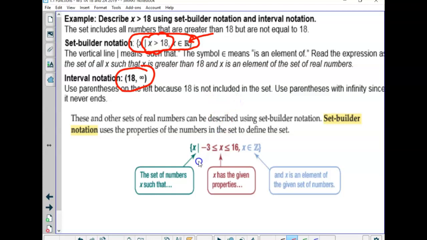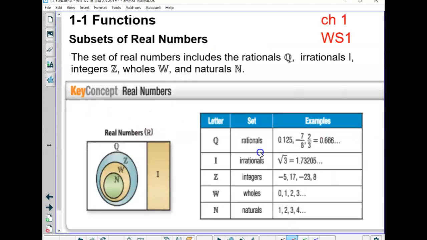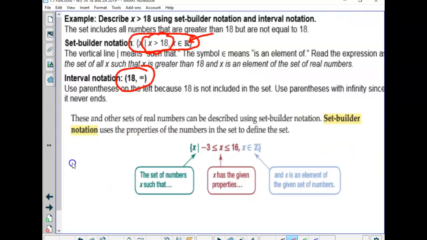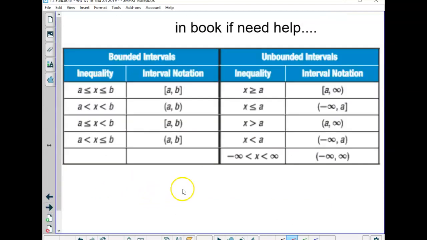So one more time, here's set builder notation. X such that x is between negative 3 and 16, where x is an element of, anybody remember what Z was? I want to say integers. I don't even remember these letters. Z was integers? Okay. Good to know. I won't be using that because I don't like that. This little chart is also in your book, if you can't remember. Including here would be square brackets. If you had not including A but including B, it would look like this. Everybody remember square brackets, parentheses?